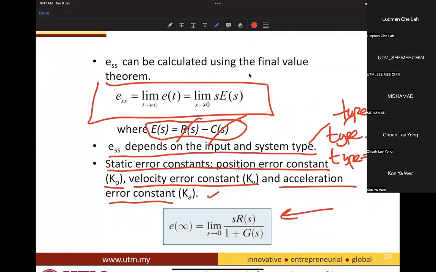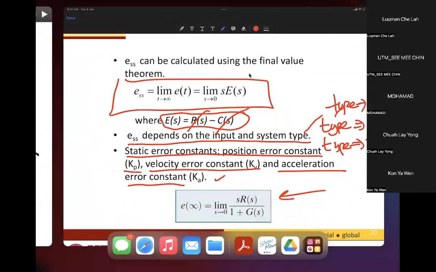This one. Slide 20. What do you understand by type 0, type 1, type 2? System type. General lah, general question.